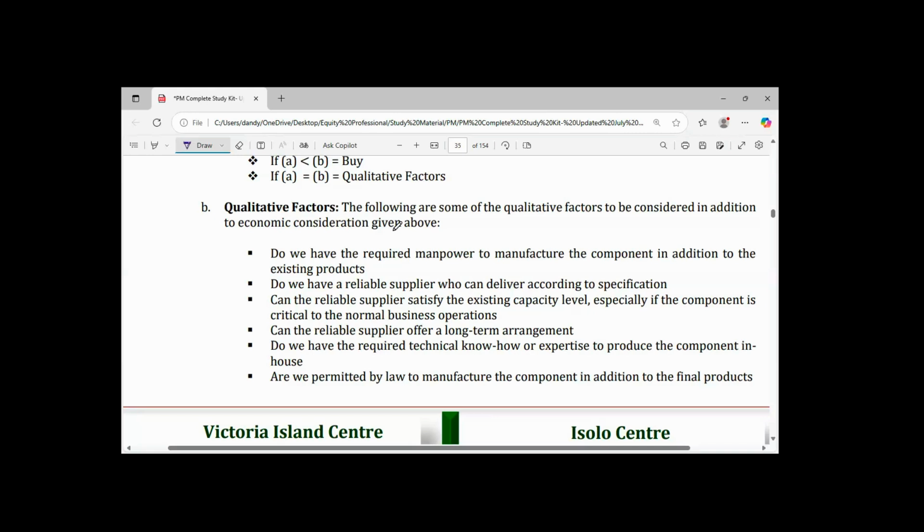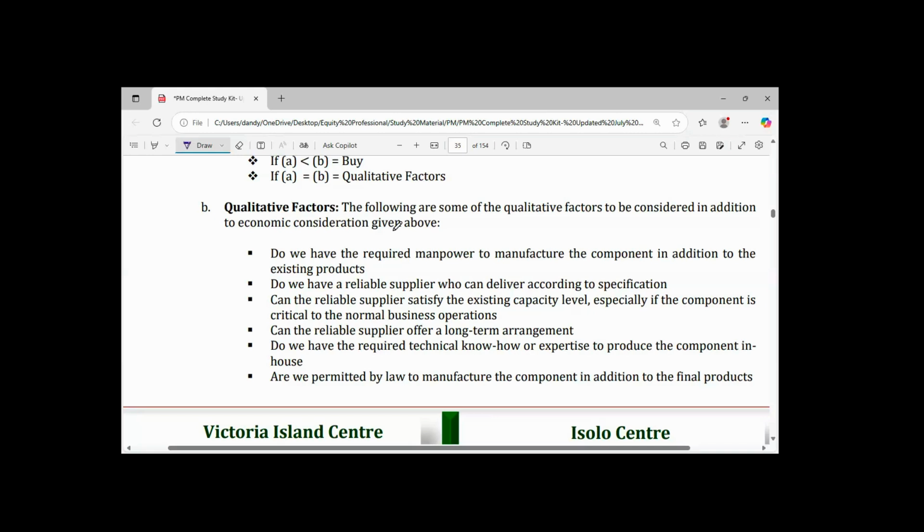Then number 5, the need to maintain and ensure better quality control of the product or of the components. That's another factor that needs to be taken into consideration. If the company cannot guarantee that the supplier will produce a better quality product or component, then it's better for the company to produce internally. Those are some of the factors you need to consider from the perspective of the company.